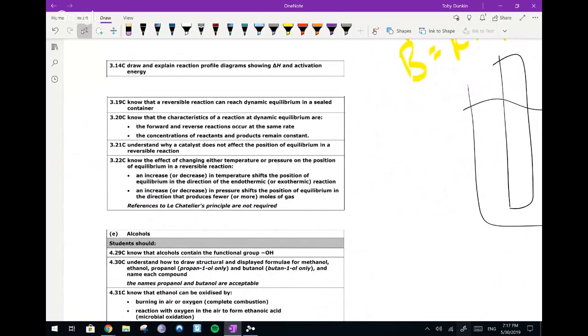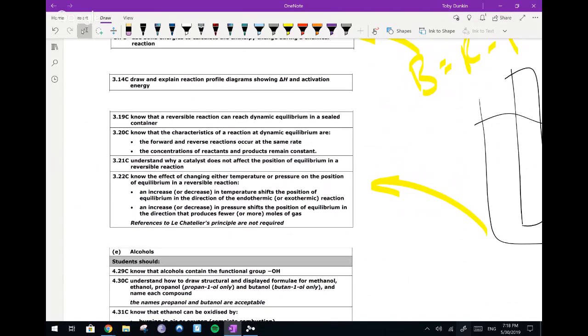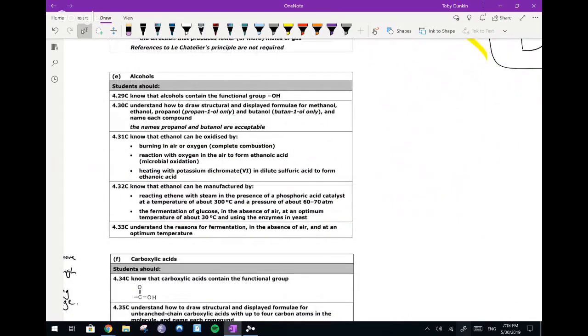Next, right, equilibrium. It's been cut and cut and cut and cut. I think they're going to give you an equilibrium, and they're going to give you probably one you've seen before, which will probably be Haber, or ethene with steam, and ask you to discuss the conditions.